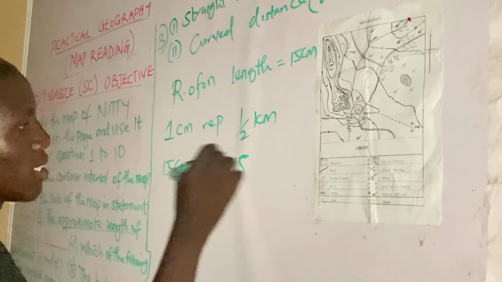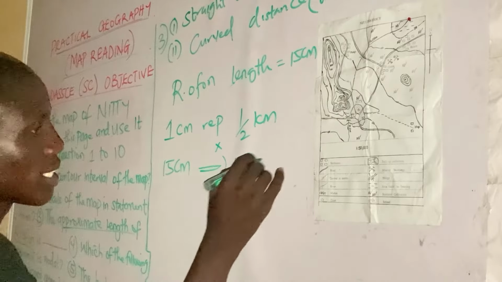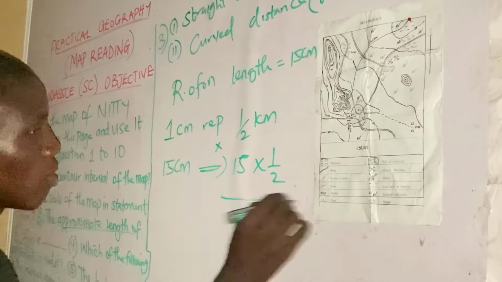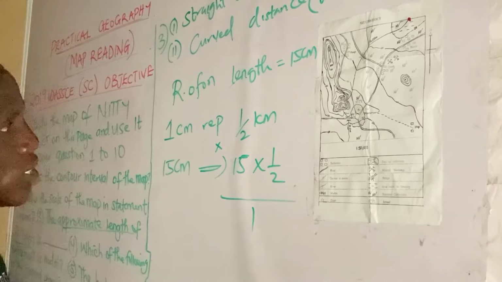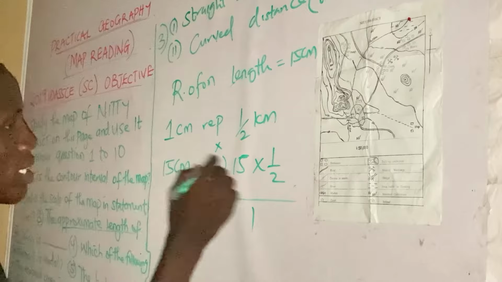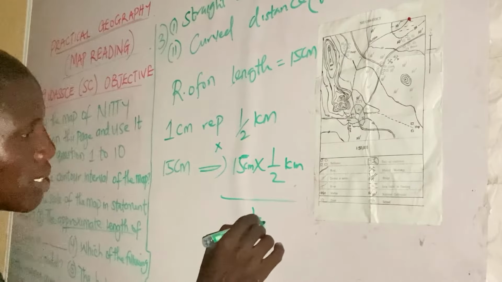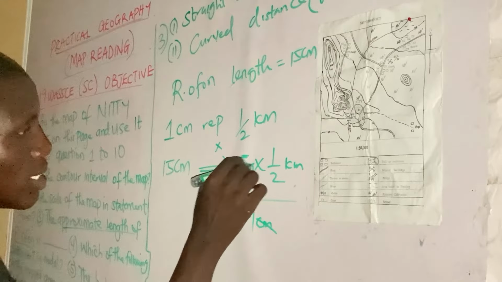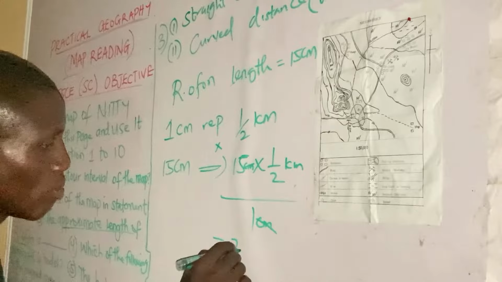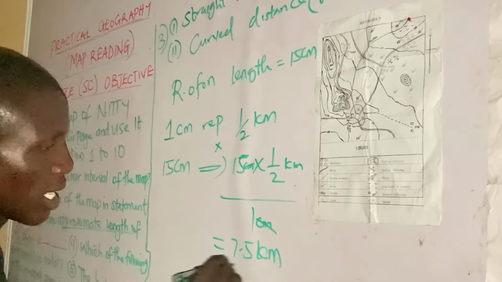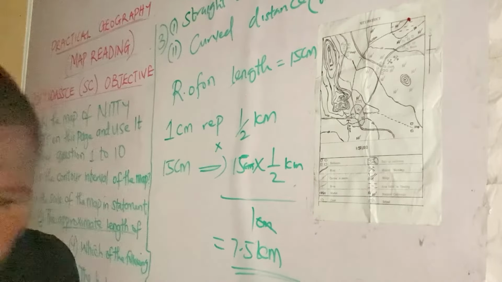15 times, you cross multiply. You use this one to multiply this and divide it by 1. So 15 times 1 half all over 1. If you carry the centimeter along, 15 centimeter, this is half kilometer per centimeter. Definitely the centimeter will cancel centimeter. So 15 times half will give you what? 7.5 kilometers.